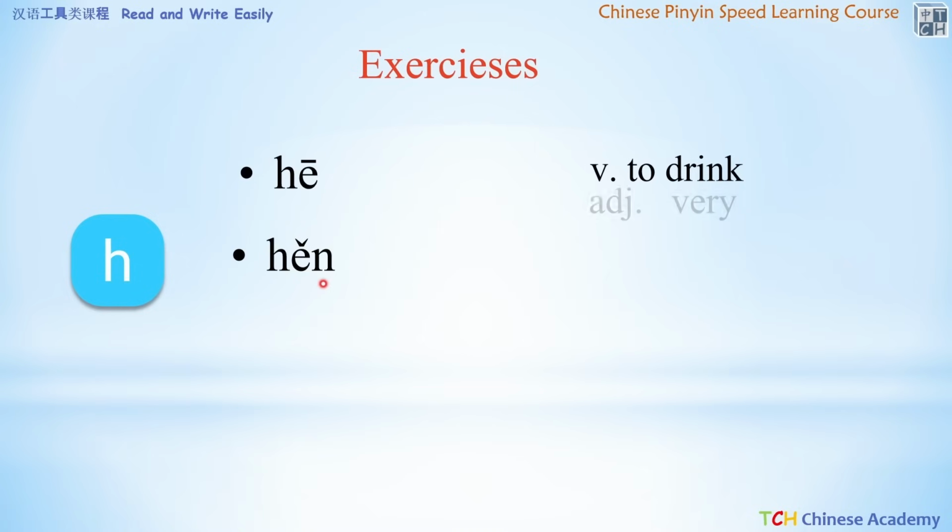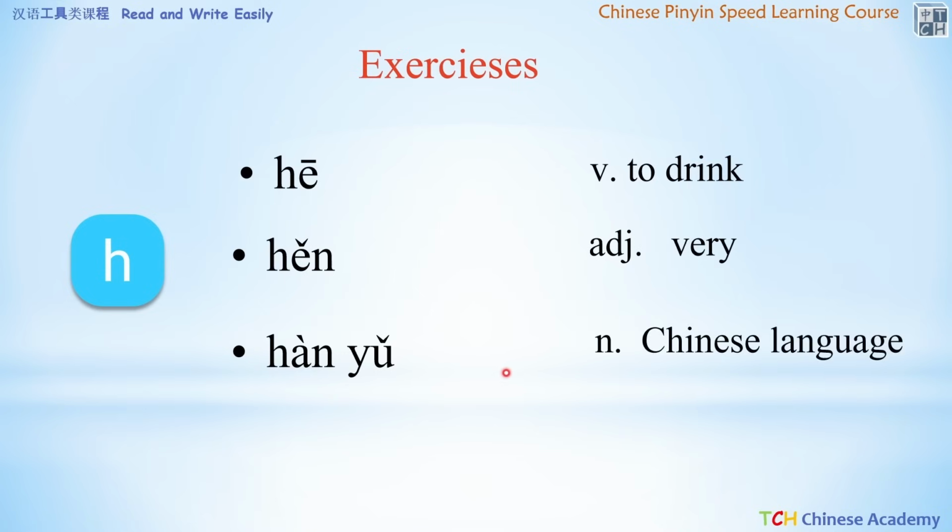And this one, H and AN end together as a final, pronounced an, fourth tone. So H, an, han. And this we'll learn later, and it's pronounced yu. So together, 汉语, Hanyu, means the Chinese language.